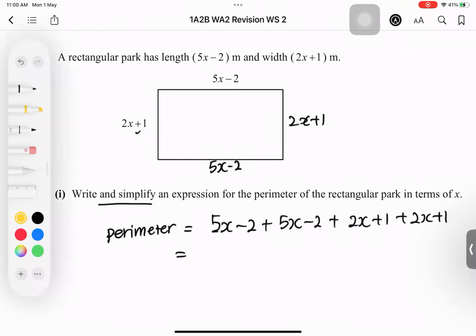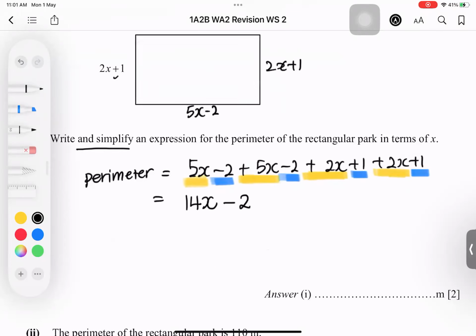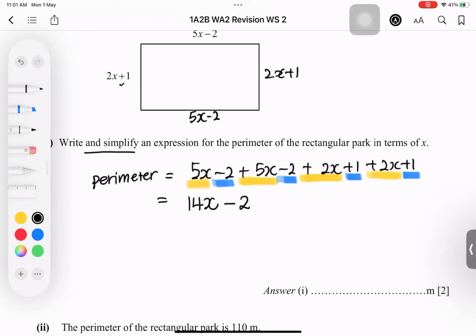They say simplify. So we put 5x plus 5x plus 2x plus 2x. So 5 plus 5, 10, plus 2 plus 2, 14x. Then the numbers: minus 2 minus 2 plus 1 plus 1. So that gives me -2. Can everyone check, is this correct? Okay, something is missing. They want the perimeter in meters. So bracket meters. I copy down my whole answer. Can put bracket or no bracket, also correct.